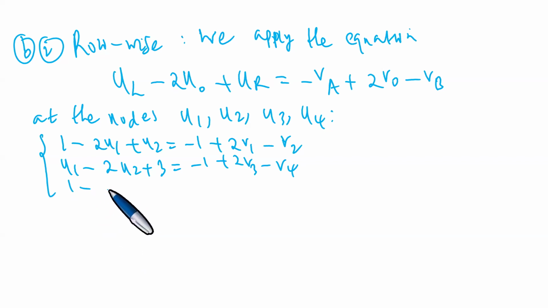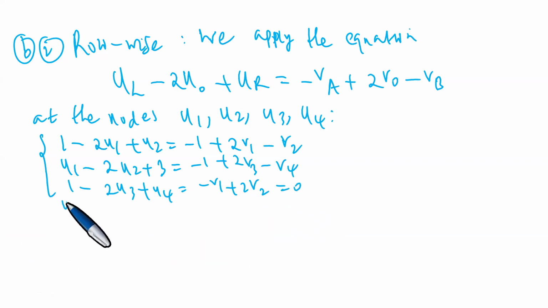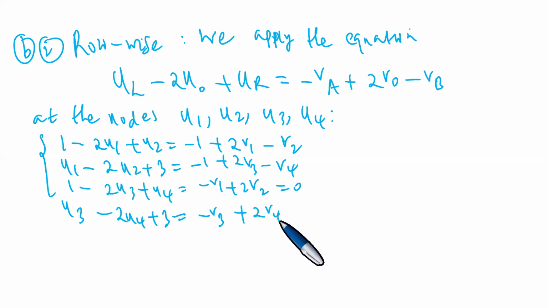1 minus 2U3 together with U4, minus V1 plus 2U2 plus 2V2, and this is 0, row-wise. So we're taking the rows here, and then we're going to discuss that. So we have U3 minus 2U4, 3, minus V3, 2V4.